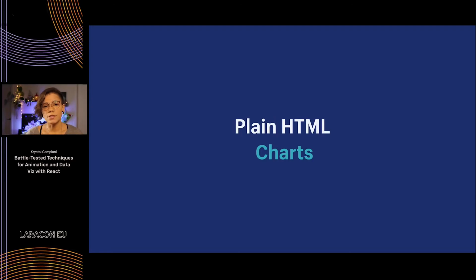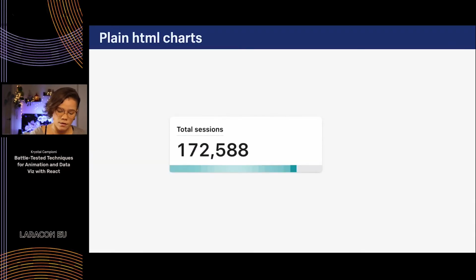SVGs are super cool, but there are lots of situations where it makes much more sense for us to use just regular plain HTML. Let's look at this example. This component is a heat map for the total sessions on a website per hour in a day. Each green rectangle represents an hour of sessions. If there are more sessions, the more vibrant the green gets. If there are less sessions, the less vibrant the green gets.